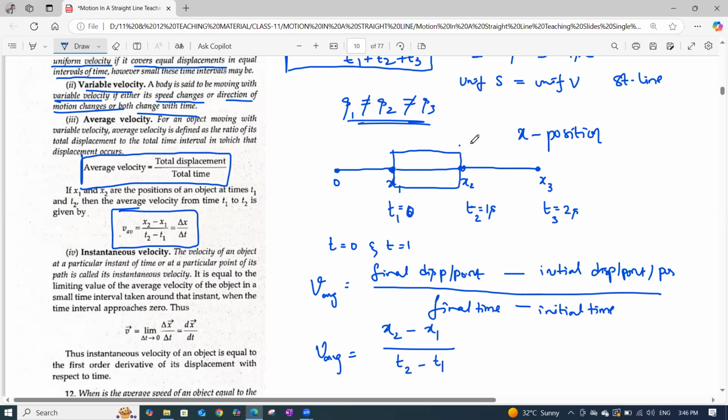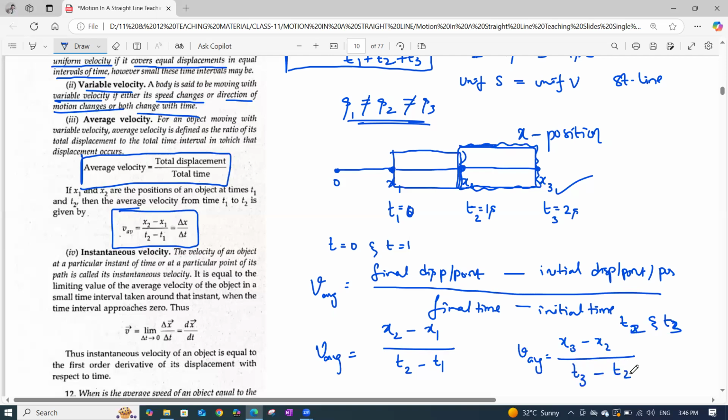If I ask you what is the condition in between time intervals T2 and T3, now you can write it as V average is equal to... In this condition, what is the final point? X3 minus what is the initial point? X2, upon at X3, what is the time? T3 minus T2. Like that, we are taking the average velocity formula.